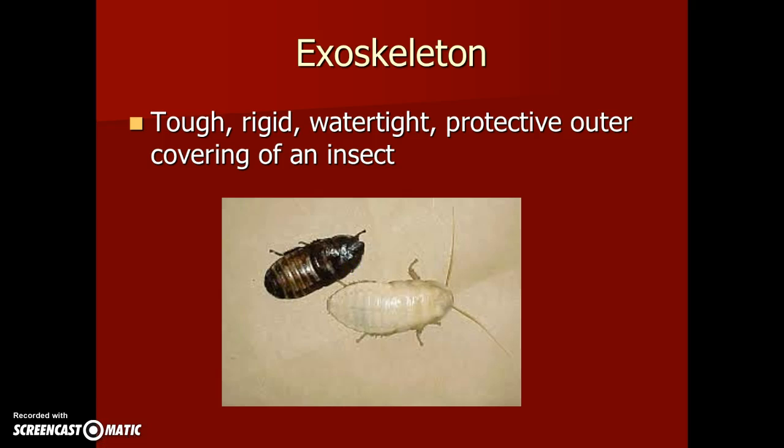Exoskeleton. Definition is a tough, rigid, watertight, protective outer covering of an insect. So in this picture of a cockroach, you can see that it has shed its exoskeleton. It is a tough, rigid, watertight covering that goes over the insect, and they have to shed it to grow.